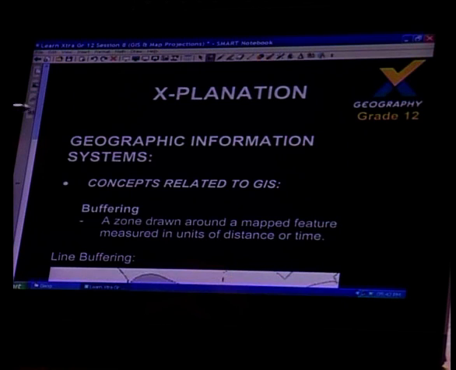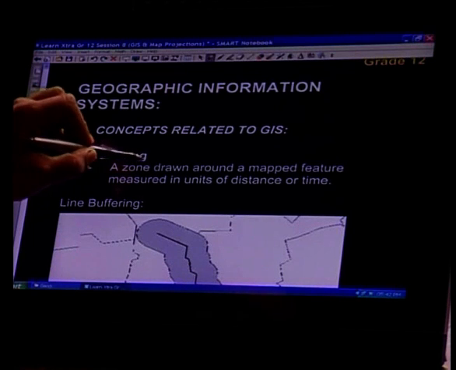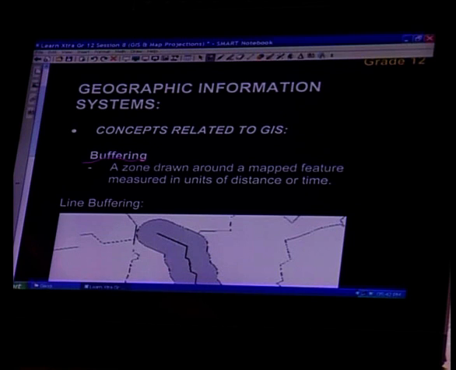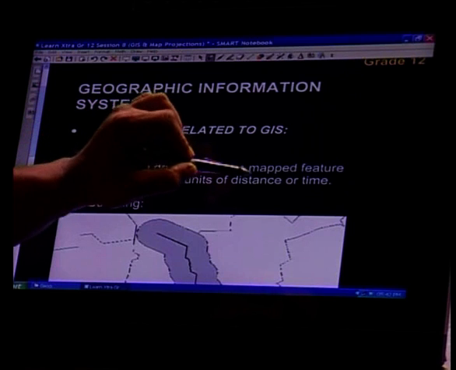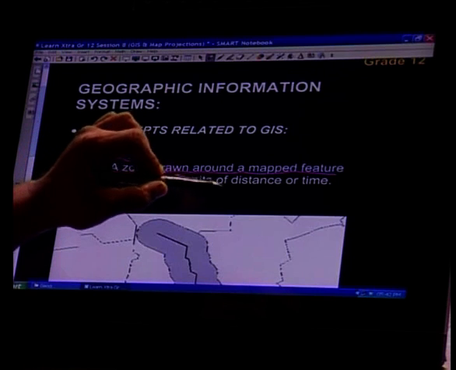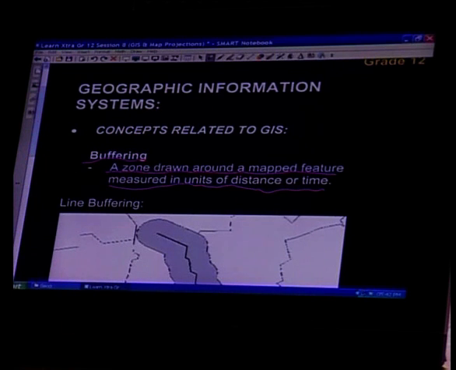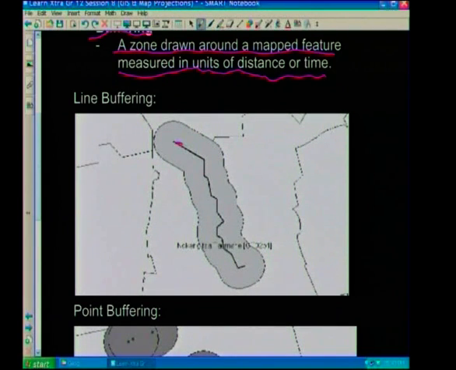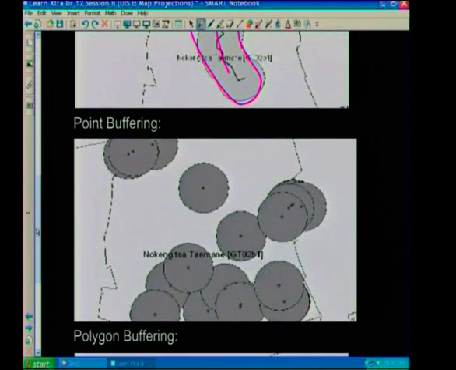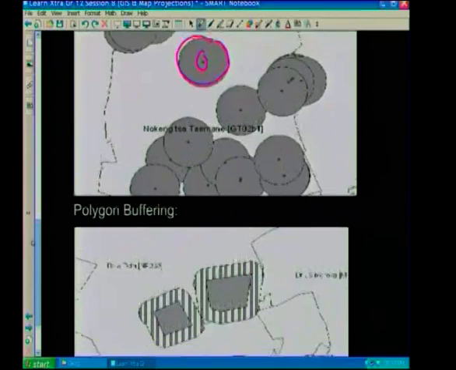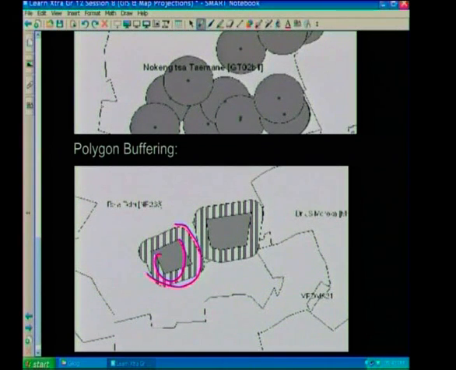The next point is buffering. I know many learners don't like this concept, but it's actually very simple. It's a zone drawn around a mapped feature, measured in units of distance or time. So what do we mean by a zone? We can get different types of zones. There's a river here, and there's a zone created around it. That's buffering, that's line buffering. Then there's a point here, which could be a settlement or anything of that sort, and there's a buffer zone around that. And then we've got a polygon feature and a buffer zone around that.